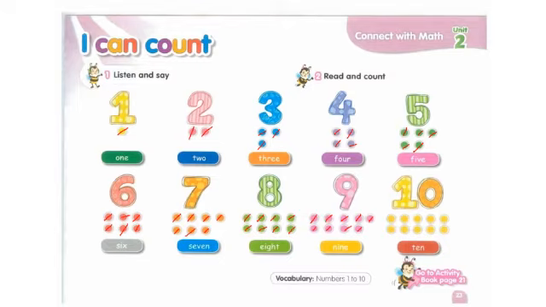The last number we have here is number 10, and let's count the dots. 1, 2, 3, 4, 5, 6, 7, 8, 9, and 10.